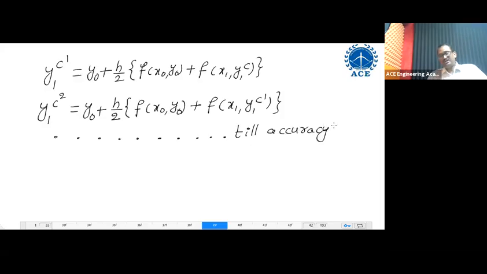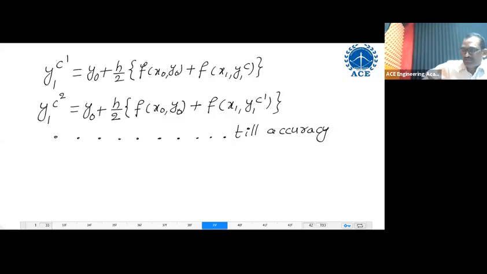Till accuracy, we have to find y1 power c, y1 power c1, y1 power c2 and so on. When do we stop the iteration? The difference between one value and its previous value should be less than or equal to epsilon. Epsilon means any number very, very near to 0 but not 0. Next.